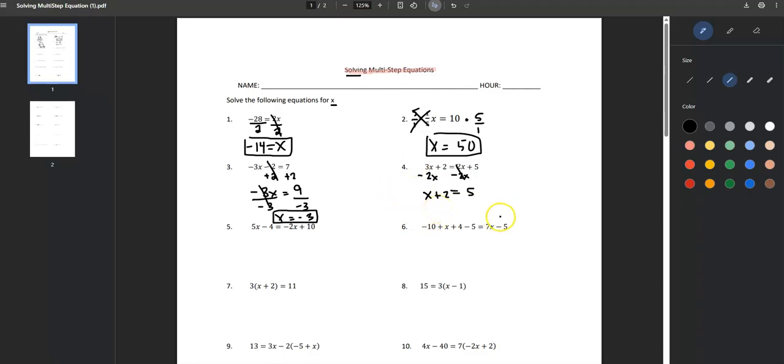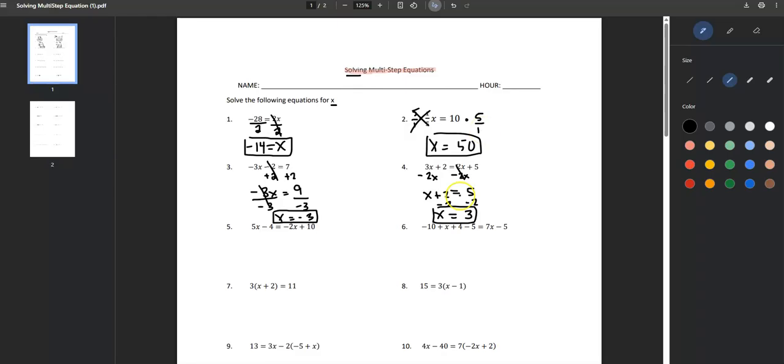Okay? And then once I get to this point, I've got almost x by itself. Remember, the goal is always to get that unknown variable by itself. In this case, it's x. So I've got to move this adding 2 to the other side. How I do that is do the opposite operation, and that's subtracting. So I'd have x equals 3. Okay?